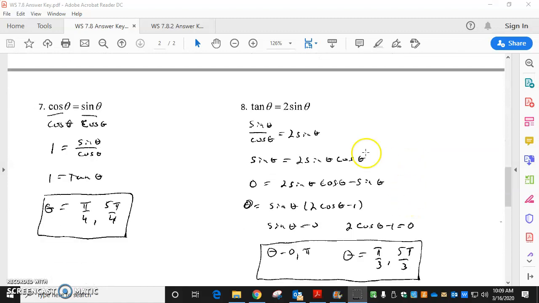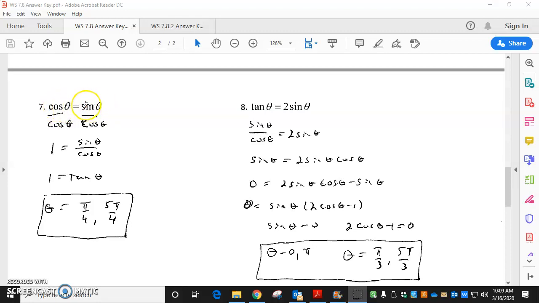For number 7, I did a little trick here. If you tried and experimented, you may have come across this, but if not, it's okay. I've got a cosine and a sine. I can't change cosine into sine or sine into cosine.